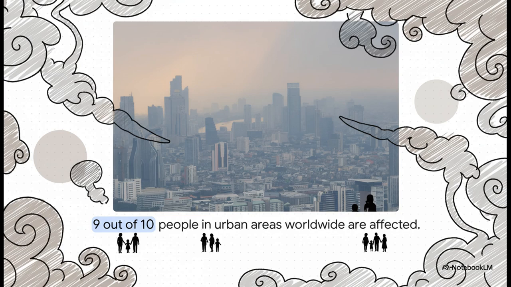Now, while bad air is a universal issue, the burden is definitely not shared equally. From the dense, suffocating smog over Delhi to the hazy inversion layers trapped in Los Angeles, urban families are squarely on the front lines. Get this, 9 out of 10 people in urban areas worldwide are affected by air pollution. If you live in a city, this toxic reality is likely just a normal part of your daily routine, settling right over your neighborhood day in and day out.